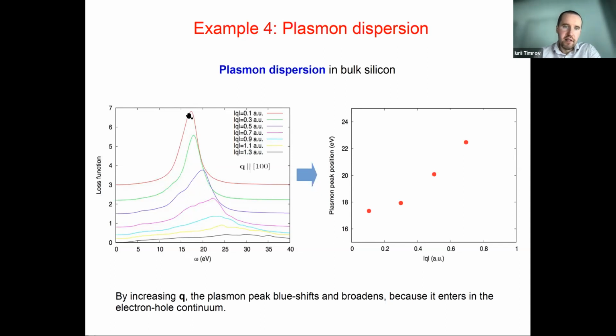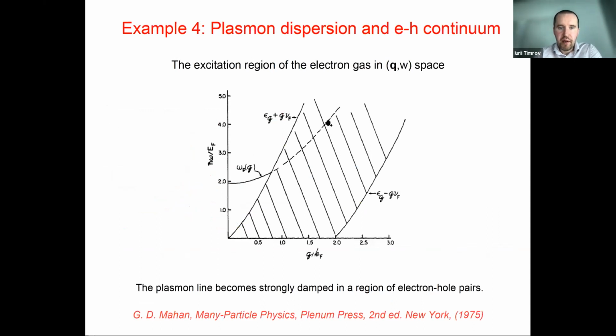If you take the peaks of each spectrum and plot the peak position as a function of Q, you should obtain something parabolic-like. And this is called plasmon dispersion. As I discussed before, this parabolic-like dispersion is the plasmon dispersion, and the electron-hole continuum is indicated by this dashed region. When the plasmon dispersion touches and then enters the dashed region, the energy of the plasmon is lost. It's transferred to the excitations of electron-hole pairs. If you're interested in more on this, you can read about it in the book shown below, for example.